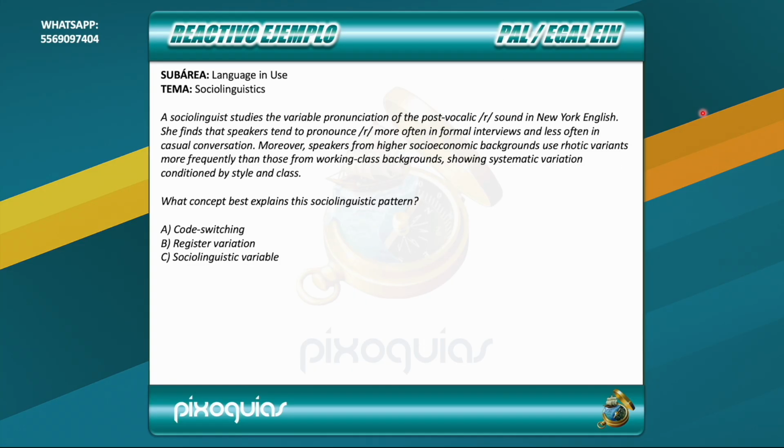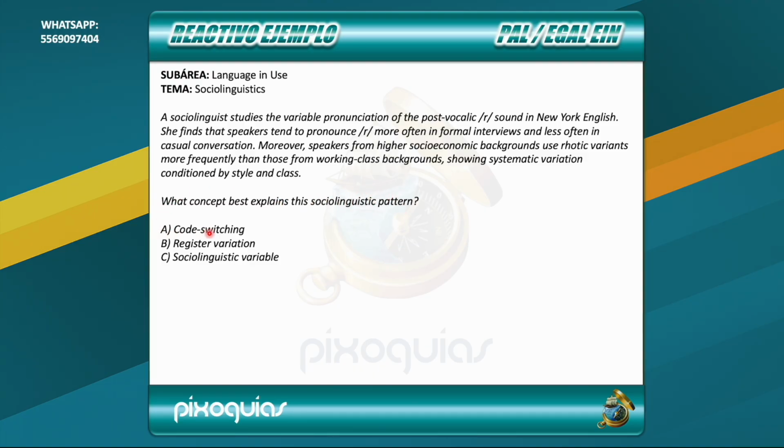This exercise is about language in use with the topic sociolinguistics. A sociolinguist studies the variable pronunciation of a post-vocalic R sound in New York English. She finds that speakers tend to pronounce R more often in formal interviews and less often in casual conversation. Moreover, speakers from higher socioeconomic backgrounds use rhotic variants more frequently than those from working-class backgrounds, showing systematic variation conditioned by style and class. What or which concept best explains the sociolinguistic pattern?